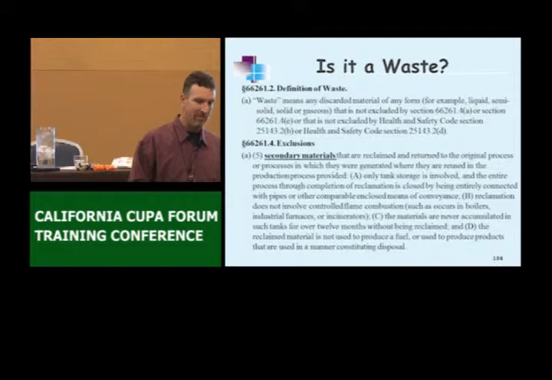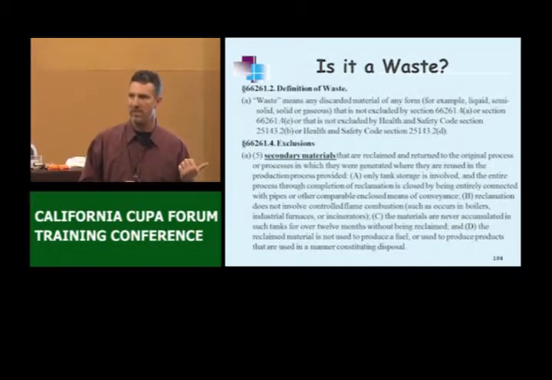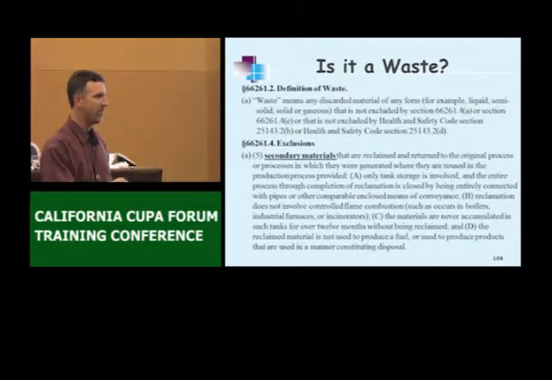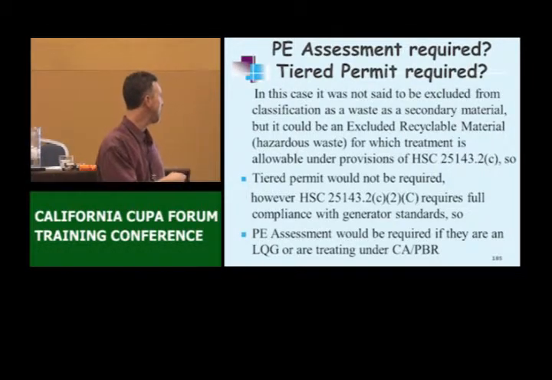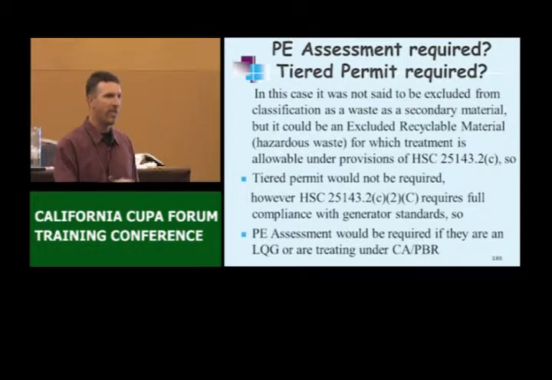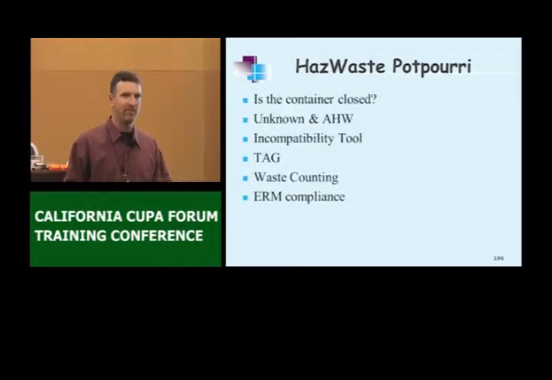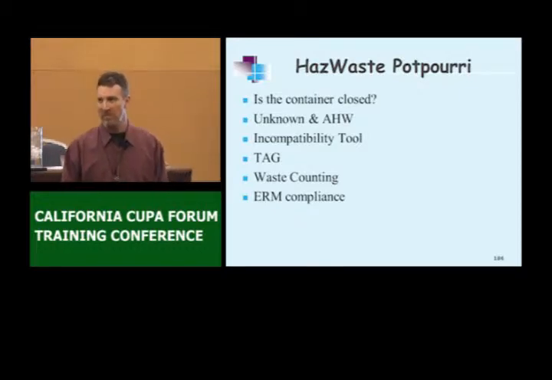However, I have seen DTSC responses back on the hazardous waste and recycling letters that still reference 25143C. So I think the C allows the treatment, but there's a possible way out. I've never had anyone claim this yet for anything I've dealt with, so I'll cross that bridge when I get there. So again, PE assessment, tiered permit. In that case, they did not claim it was excluded from classification as a waste under 261.4. They said, well, we're operating here, we're treating, so tiered permit not required, but that section does require full compliance. So that's why they had a PE assessment, and why they had it labeled hazardous waste and excluded recyclable material. Do they have to label it both hazardous waste and excluded recyclable material? I really don't think so. I'm usually happy if there's a label on it. Either one is a good start.